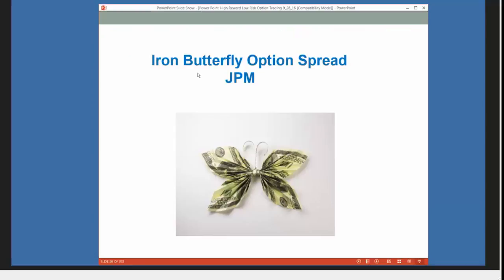Now here's just to show you an example. This is the iron butterfly option spread. So yeah, looking at some questions. I'll get into the questions here in a few minutes.